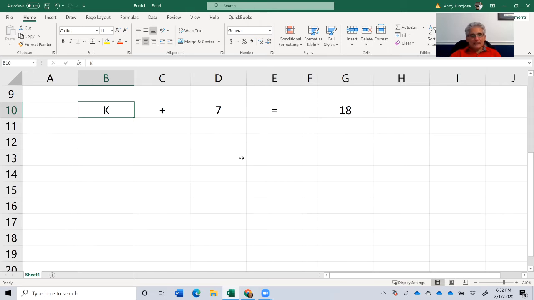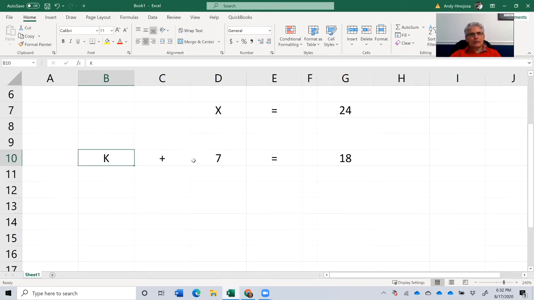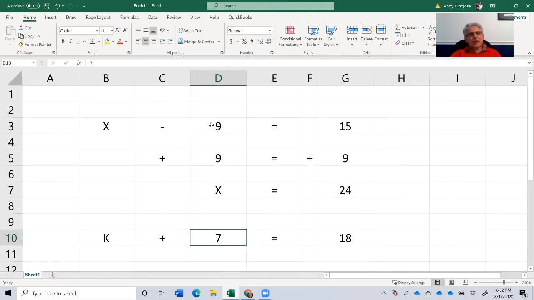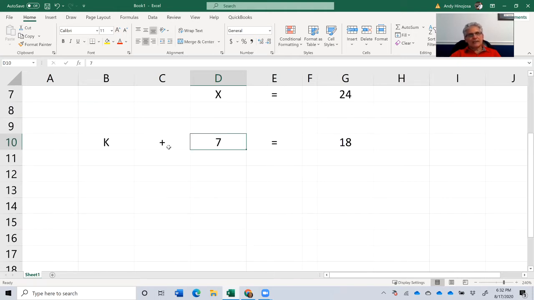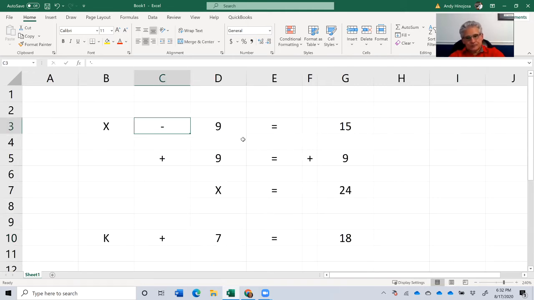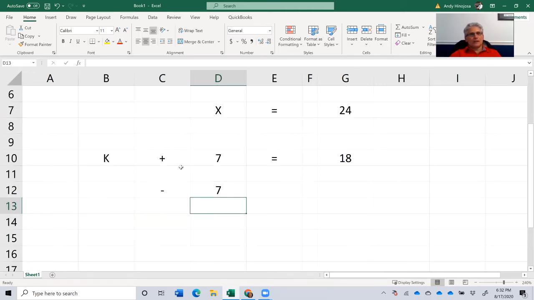In order to isolate the k, we need to figure out how to take this 7 and get it to a 0. Well, we had a negative 9 and we added 9 to get that to 0. But in this case, if we have a positive 7, all we have to do is subtract 7. So plus 7 minus 7 is going to give us 0. And that means k plus 0 equals k.